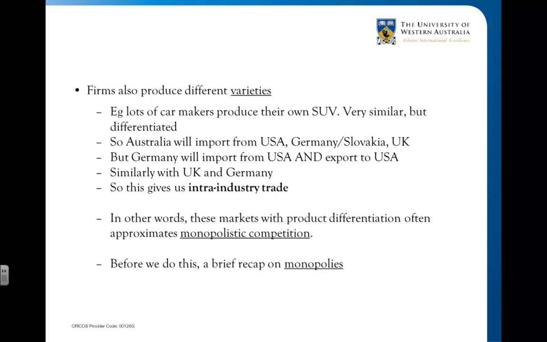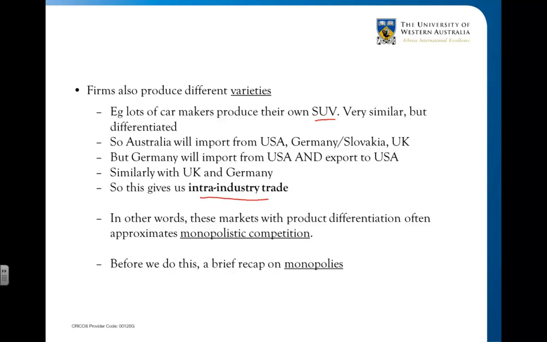Another issue, just before we get into the model of this, is that firms also produce different varieties. And so this is essentially what I was talking about before. Lots of car makers produce their own SUV. Even within these subcategories, not just cars or passenger vehicles, but even within a more detailed classification like SUVs, they're similar but differentiated. Germany will import from the USA and export to the USA, vice versa. Similarly, the UK and Germany, and so on and so forth. So this is what gives us this intra-industry trade.